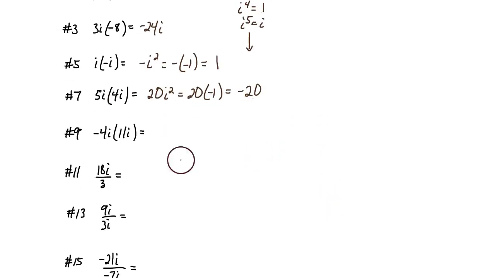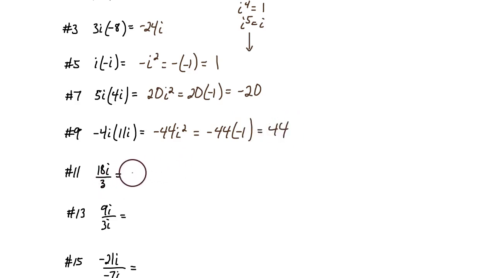Number 9, negative 4 times 11 is negative 44. But then I times I is I squared. But what are you replacing I squared with? I squared is equal to negative 1. And so the final answer is 44.